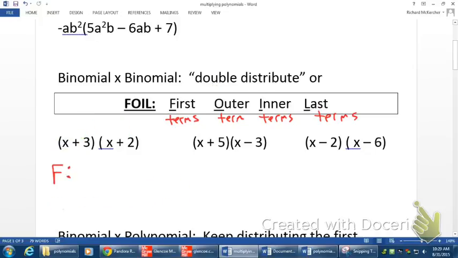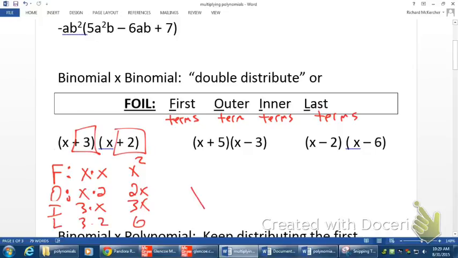Now, of course, we're not going to write our work that way. Again, my first terms. Here's my first term, x and x. Those are my first terms. My outer terms, x and 2. My inner terms, 3 and x. And then my last terms, 3 and 2.